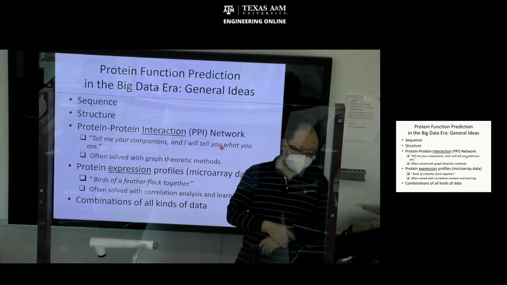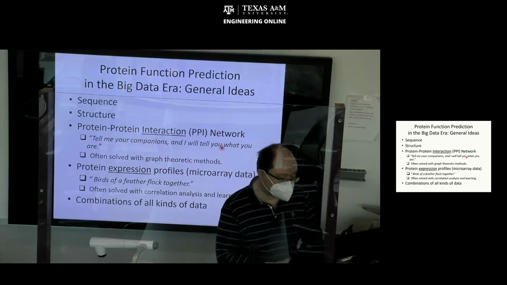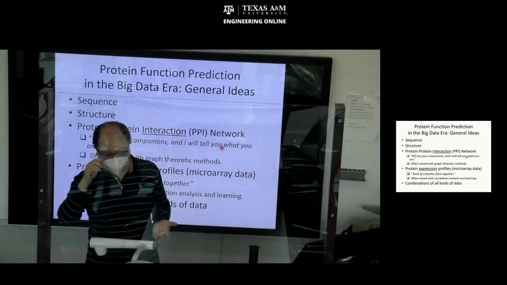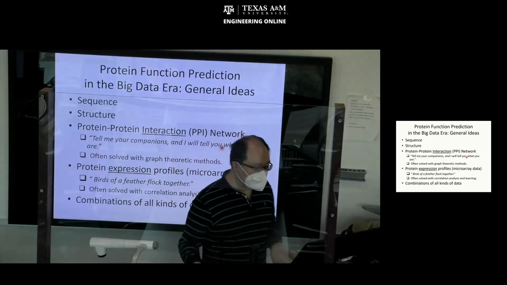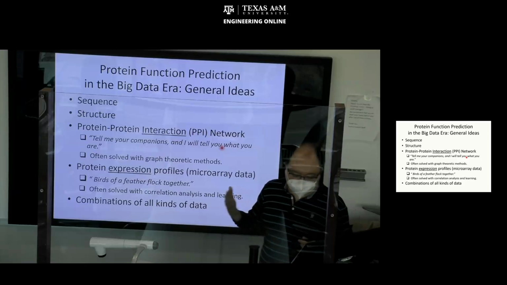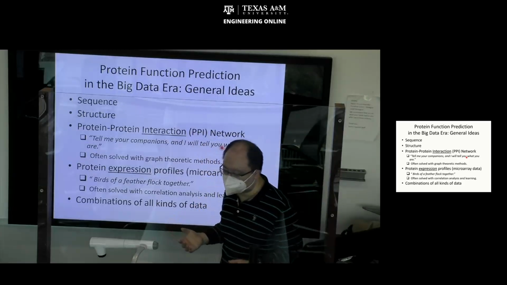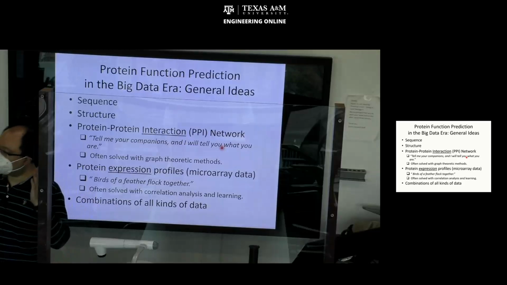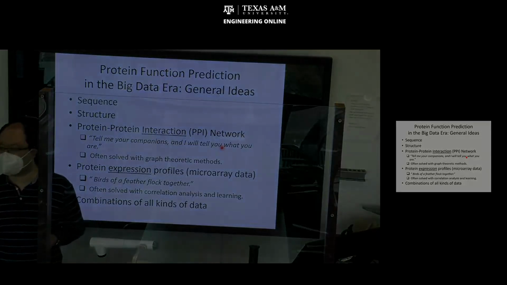Another kind of data is protein expression profiles. In different environments, you have genes or proteins with different expression levels. Sometimes you may see that some genes' or proteins' expressions have a strong correlation. They both go up or down together, or one goes up and one goes down.